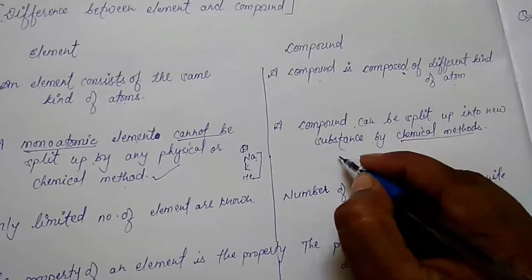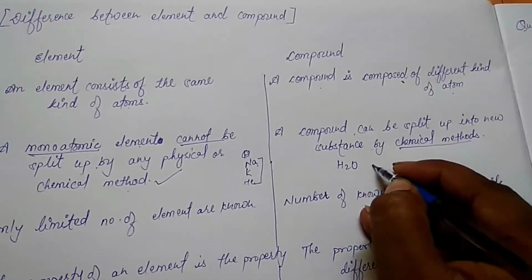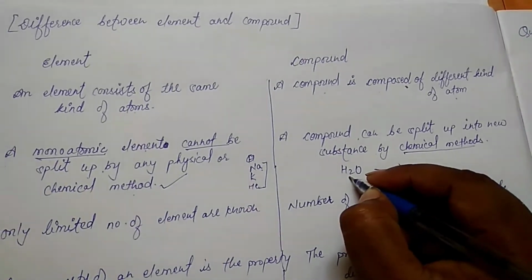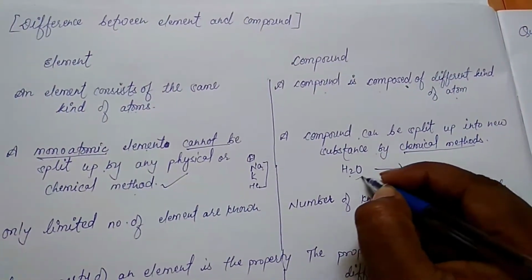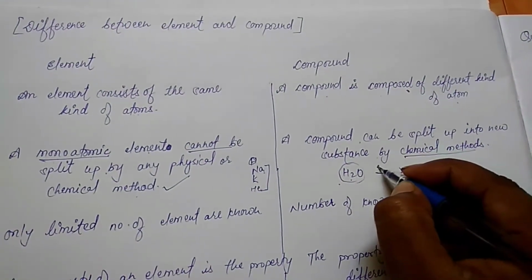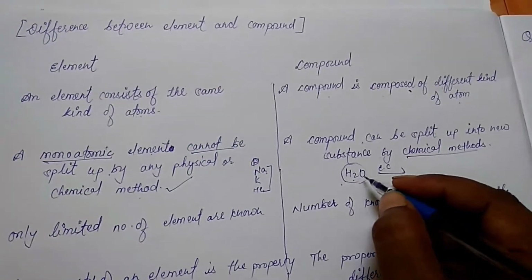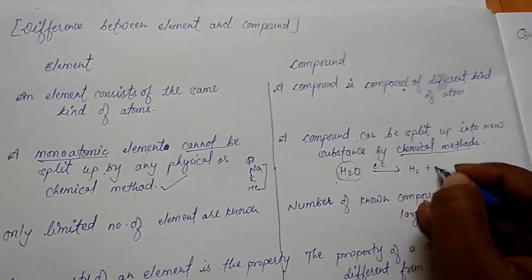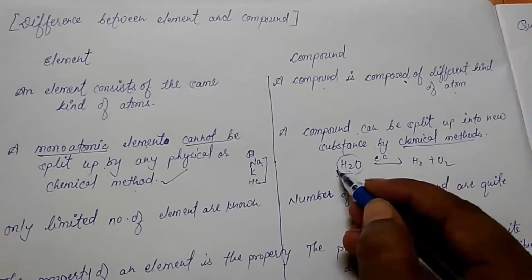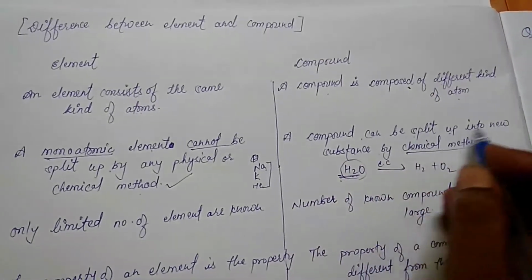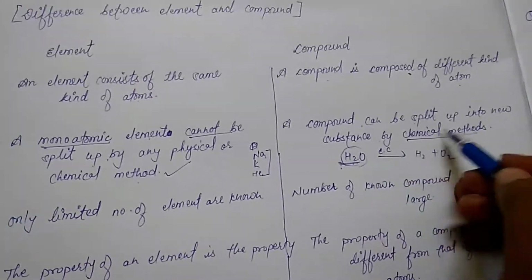For example children, when electric current is passed through acidulated water, meaning water that contains acid, it decomposes and gives hydrogen and oxygen. So children, this is a compound. So a compound can be split up into new substances by a chemical method.